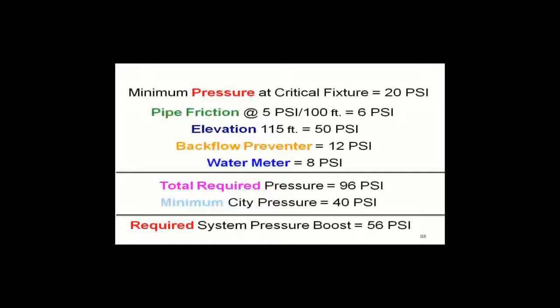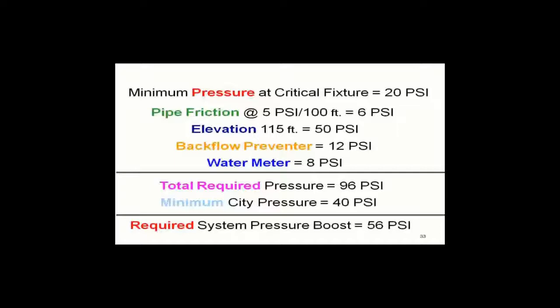Elevation, I was 10 stories up, 115 feet, 2.31 feet make a pound. Remember that? So I need 50 pounds of pressure at the street just to get water to the top. Then I got a backflow preventer, 12 pounds of drop, and I got a water meter at 8 pounds. So the total required pressure at the discharge would be 96 pounds. Everybody understand that? The minimum city water pressure is 40. So how much have I got to make up with the pressure booster? My pressure booster has to produce 56 pounds of pressure.